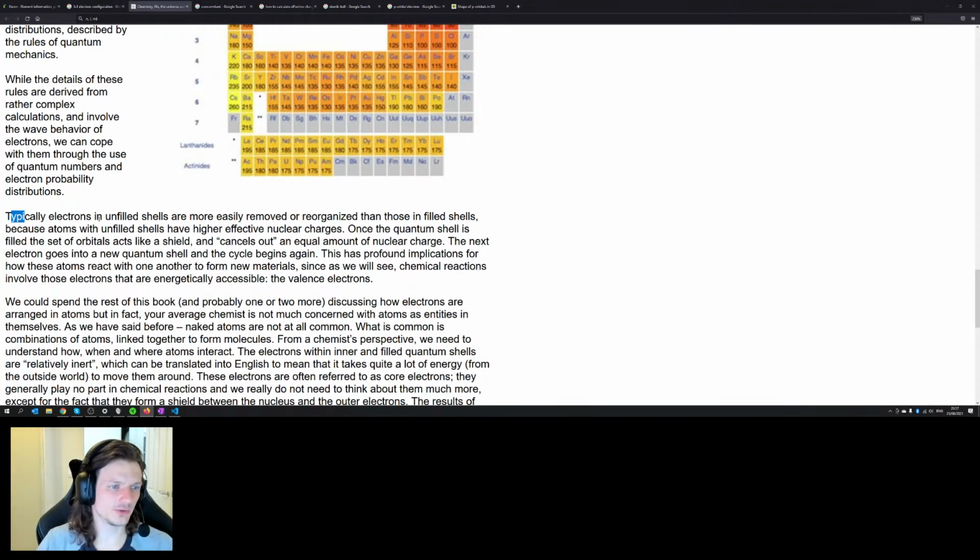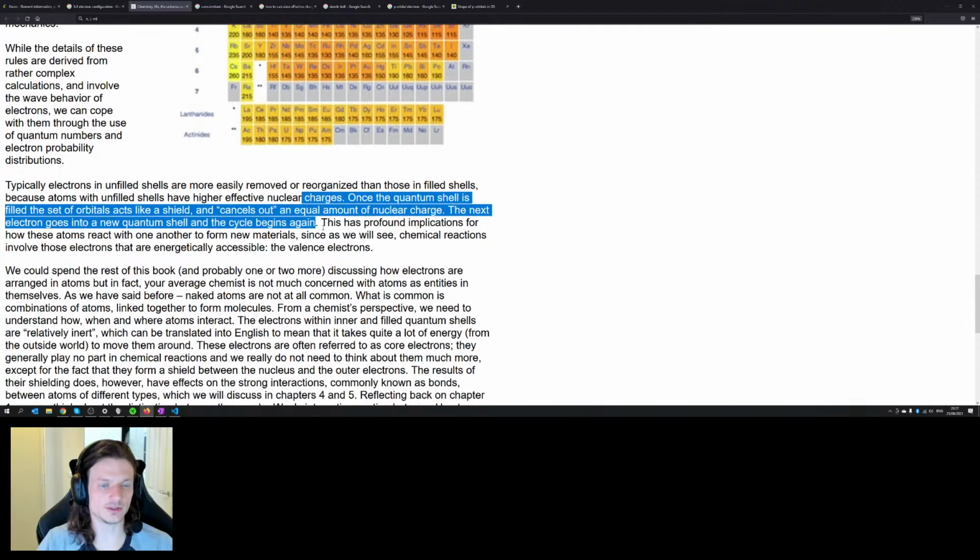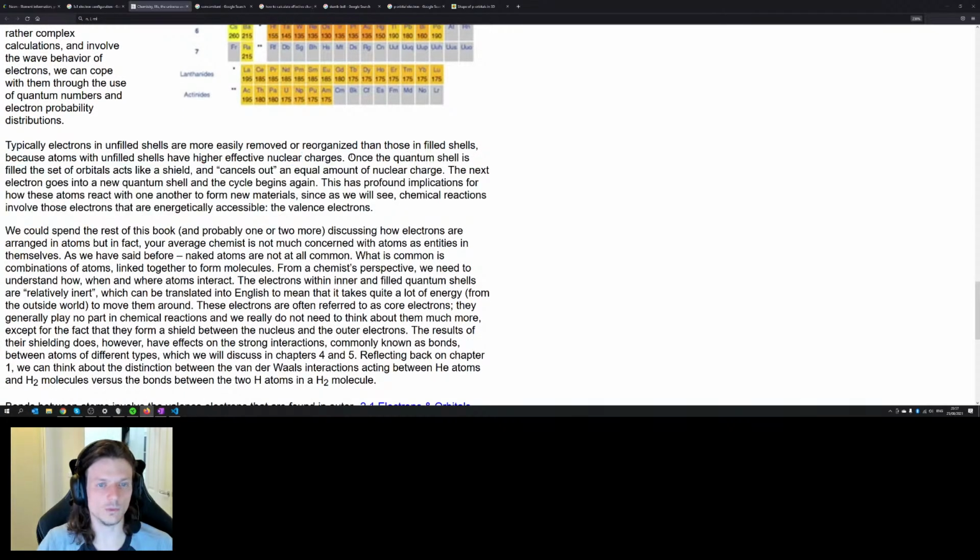Typically, electrons in unfilled shells are more easily removed or reorganized than those in filled shells, because atoms with unfilled shells have higher effective nuclear charges. Once the quantum shell is filled, the set of orbitals acts like a shield and cancels out an equal amount of nuclear charge. The next electron goes into a new quantum shell and the cycle begins again.